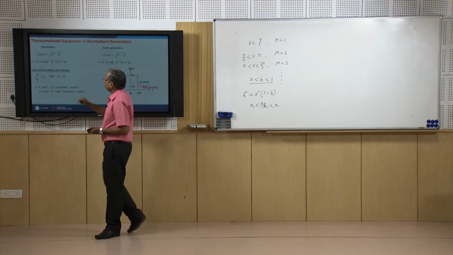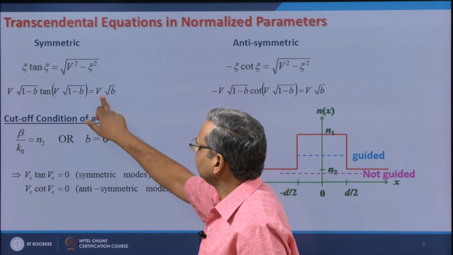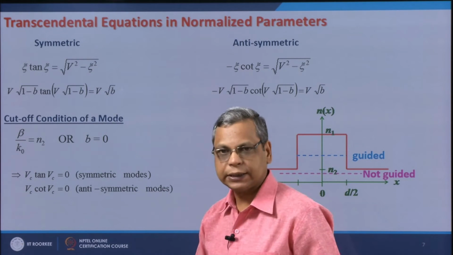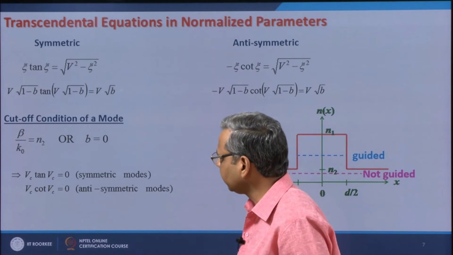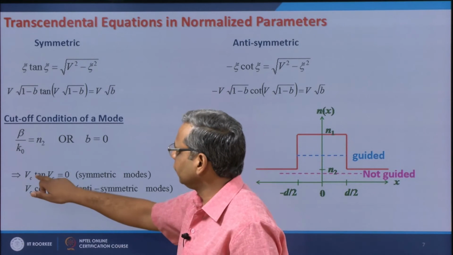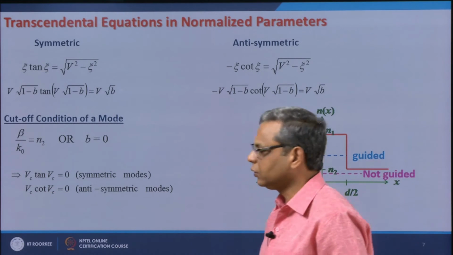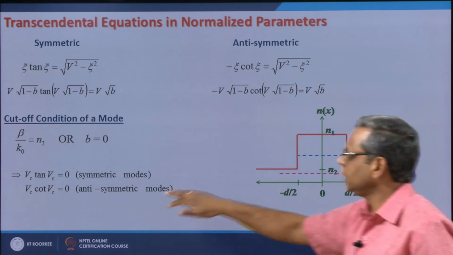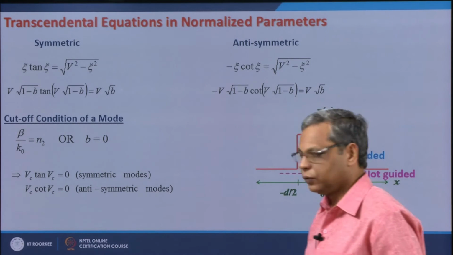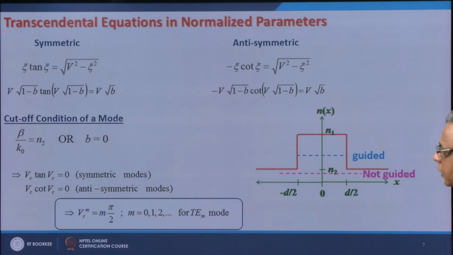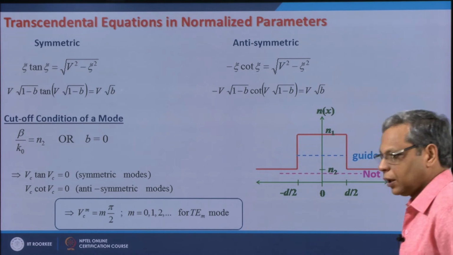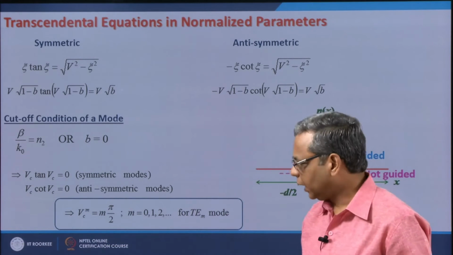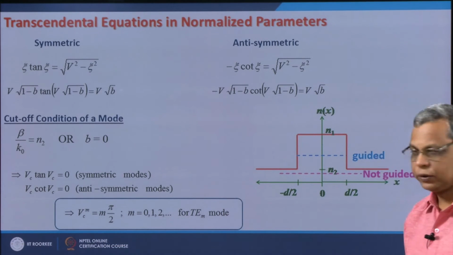So if I put B is equal to 0 and V is equal to Vc, which symbolizes the cutoff normalized frequency, then it gives me Vc tan Vc is equal to 0 for symmetric modes, and for anti-symmetric modes it will be Vc cot Vc is equal to 0. So these two together will give me the cutoff of the mth mode as m pi by 2, where m is equal to 0, 1, 2 and so on.